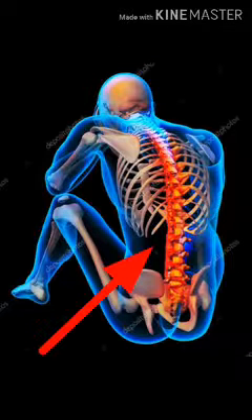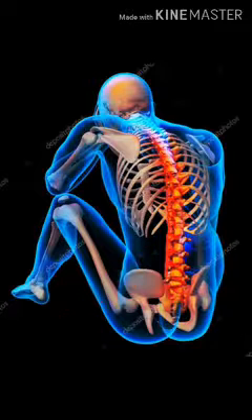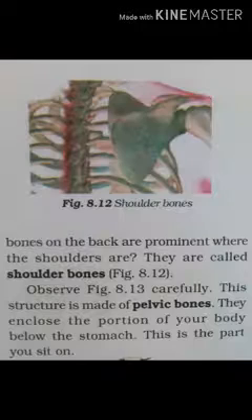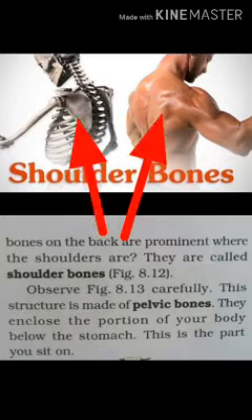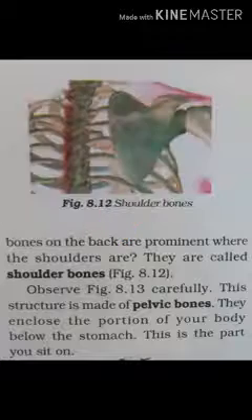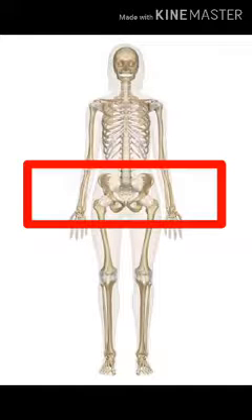Backbone is made up of 33 small bones joined together, and because there are so many bones and so many joints in our backbone, we are able to bend forward and backwards. If it was only one bone, it wouldn't have been possible for us to bend the way we can do now. The other two prominent bones at the back are shoulder bones. The bony portion below our stomach is made up of pelvic bones, and this is the part we sit on.